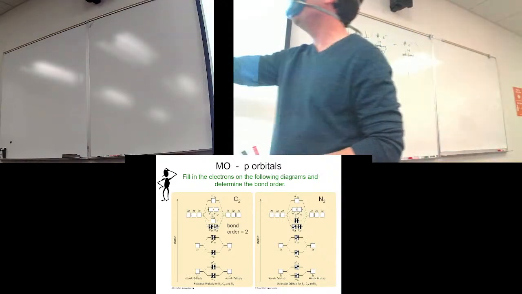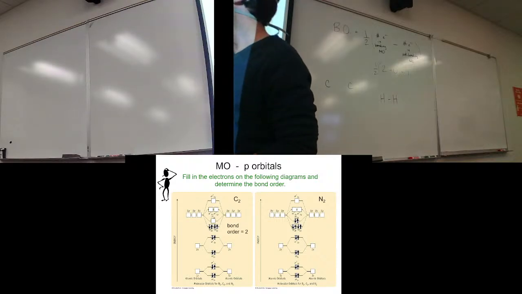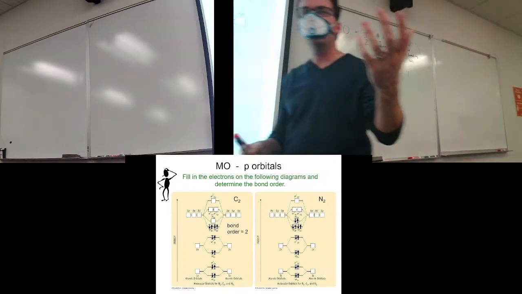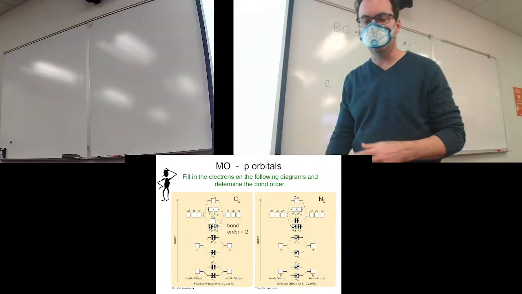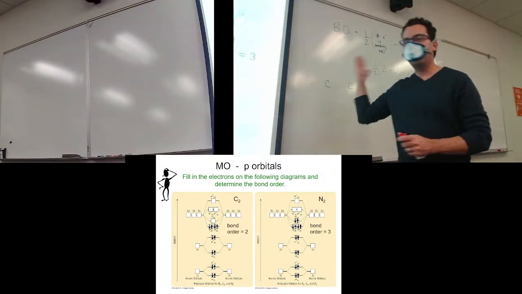If you calculate the bond order between these 2 carbons, you get a bond order of 2. So this is bonding, that's bonding, and these are bonding. So 8 electrons in bonding orbitals. That's antibonding, there's the star. That's antibonding, there's the star. 4 electrons in antibonding. 8 minus 4 is 4, times a half is 2. Bond order 2.